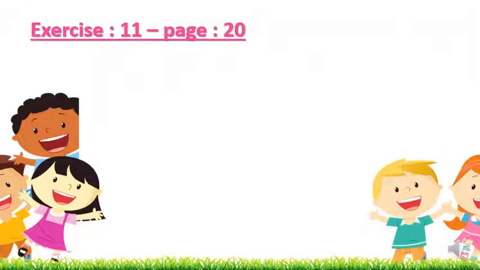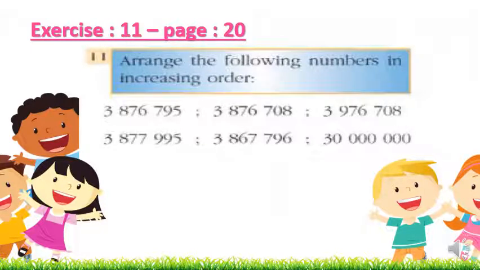Okay, exercise 11 on the same page, which is 20. Arrange the following numbers in the increasing order. We said that first I have to count the digits. If you notice, all the numbers have 7 digits, except the last one, which has 8 digits. So it is the greatest number. In the increasing order, it means from the smallest to the greatest. Okay, so let us compare the other 5 numbers starting from the left.